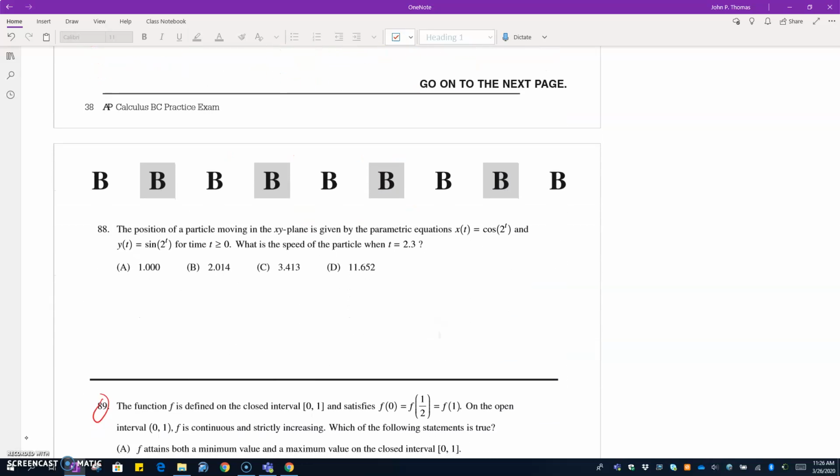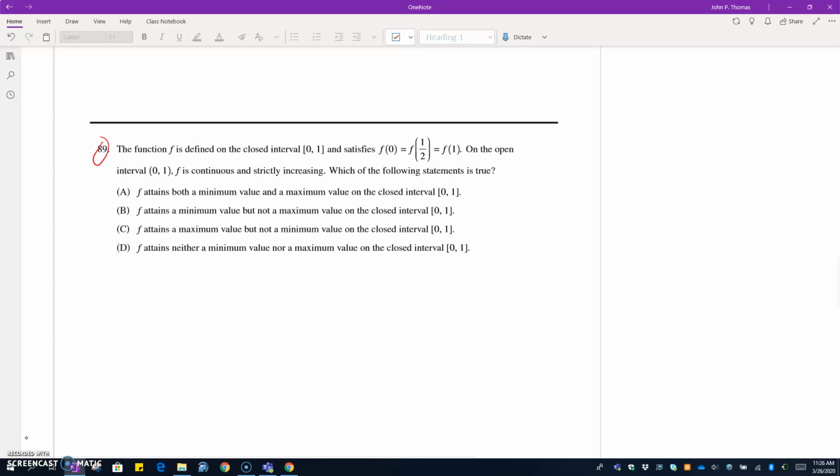Looking at 89, 89 is a very tricky question. It tells you that you've got a closed interval from 0 to 1. It tells you that 3 values are equal: the output at 0, the output at 1/2, and the output at 1. Then they say on the open interval, and that's really the heart of the problem and the key to getting this one right, on the open interval from 0 to 1, f is continuous and strictly increasing.